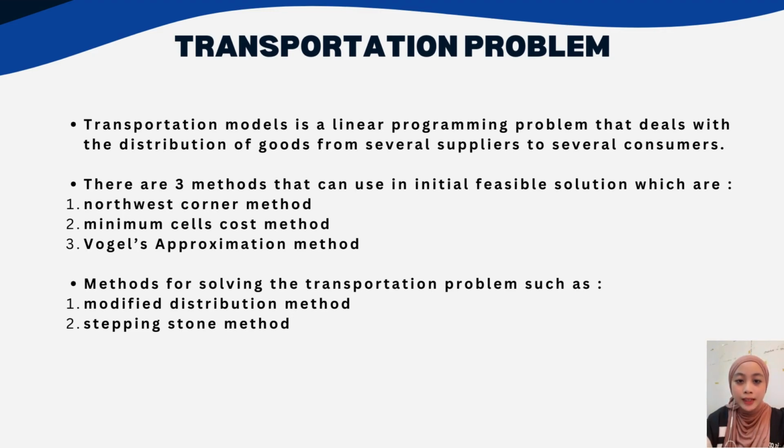There are three methods that can be used for the initial feasible solution, which are the northwest corner method, the minimum cell method, and lastly the Vogel approximation method. To solve the transportation problem, we can use the stepping stone method and the modified distribution method. For the stepping stone method, a negative value is required to do the stepping stone method.